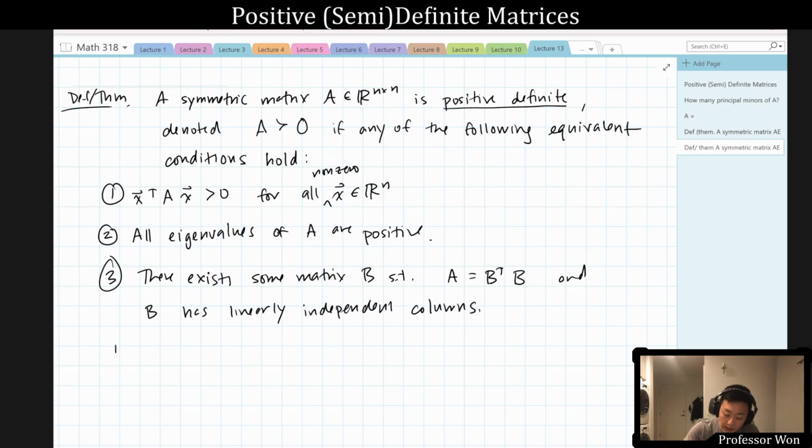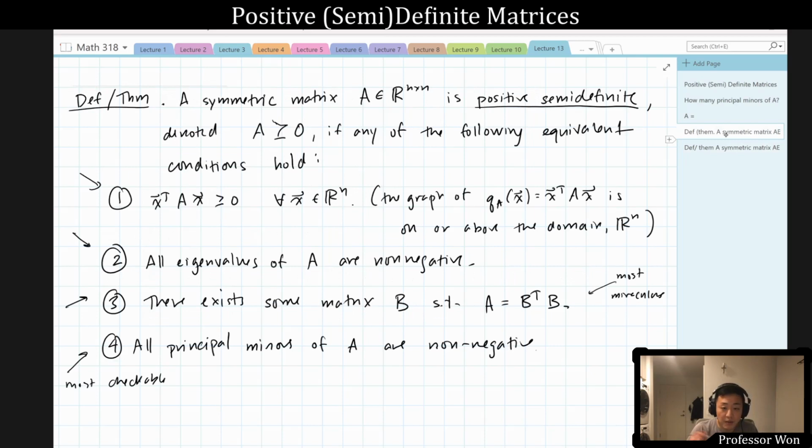And then 4, which was the thing about the principal minors, you might guess that it should be something like all the principal minors of A are positive, but that's actually not the condition. The condition is just that all of the leading principal minors of A are positive.